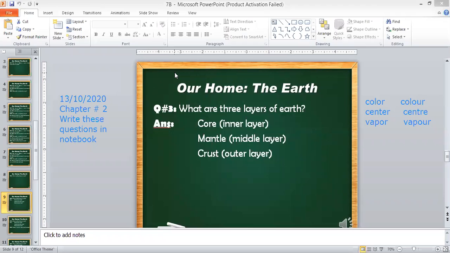Because everyone has to write the answer. First write the question. First, everybody should write this question. Then we will move towards the other thing.